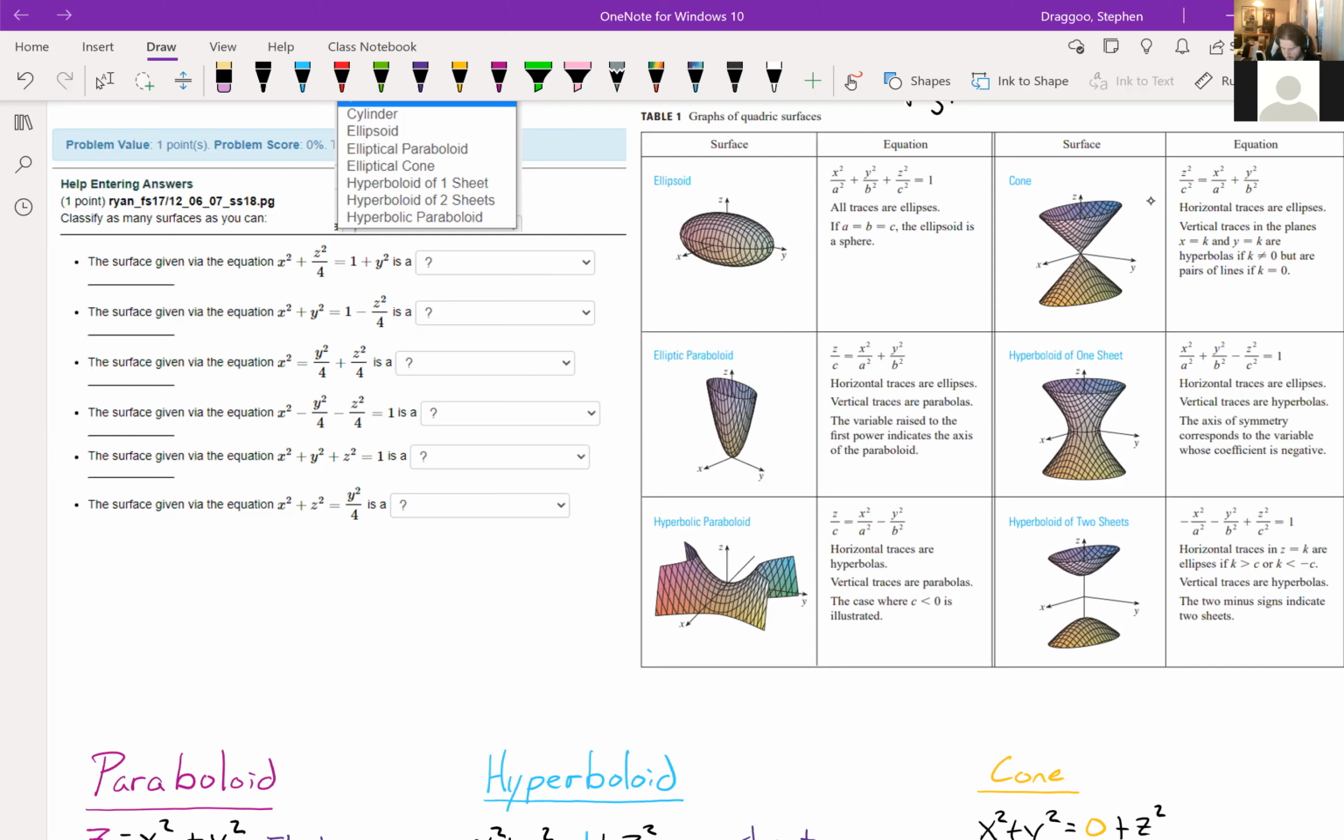So in that first equation, we have a surface given by, and I'm going to ignore coefficients, x squared plus z squared equals 1 plus y squared. So I think that this thing is a hyperboloid of one sheet.